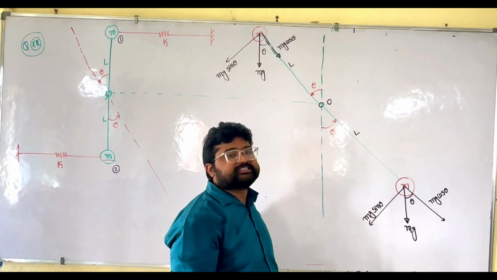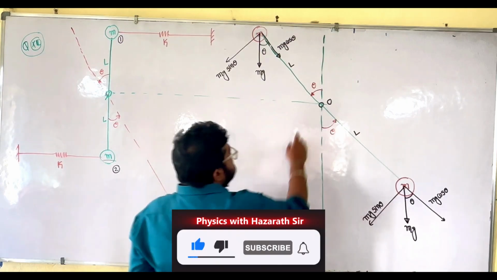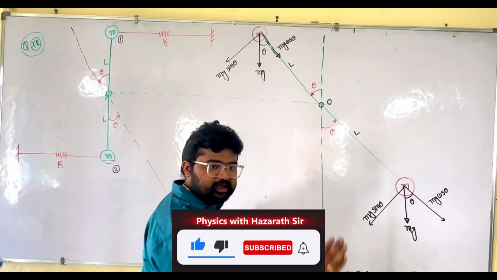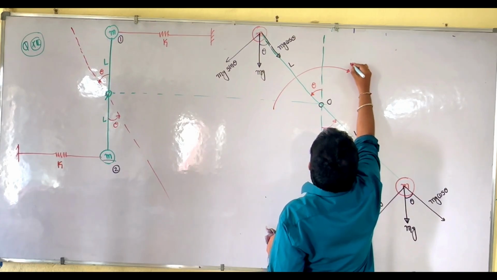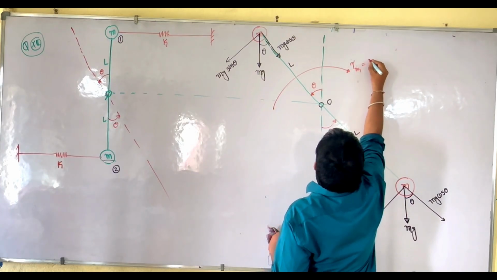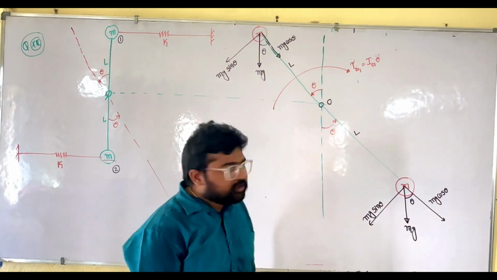Inertia torque always acts opposite to the direction of angular motion. What is the direction of angular motion? Anti-clockwise. What is the inertia torque? Clockwise. Inertia torque is I01 theta double dot. Clear?